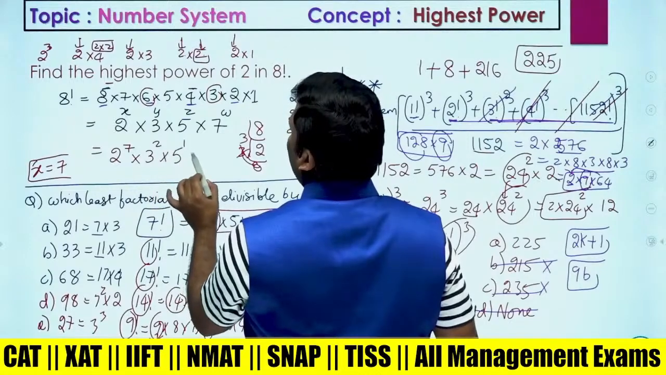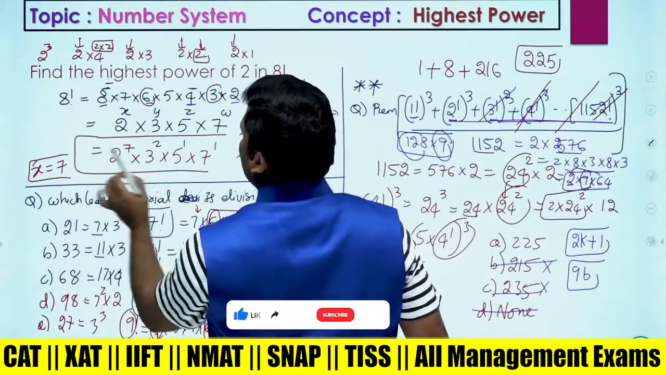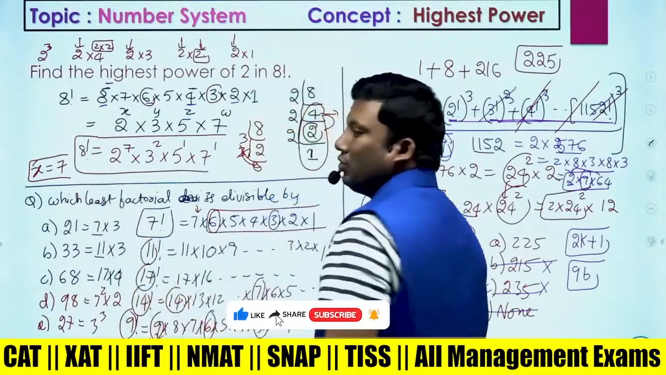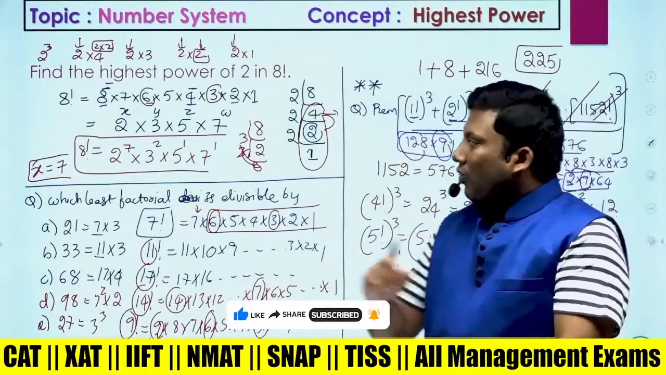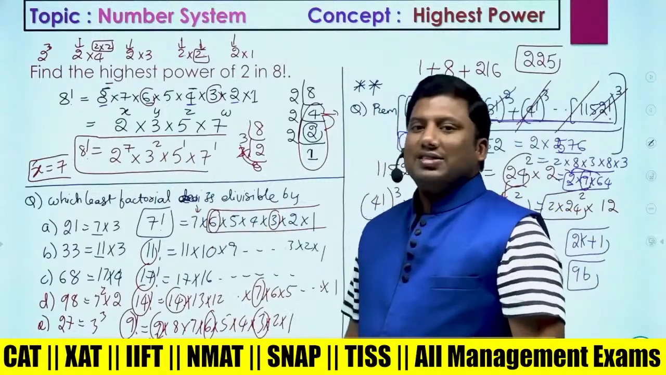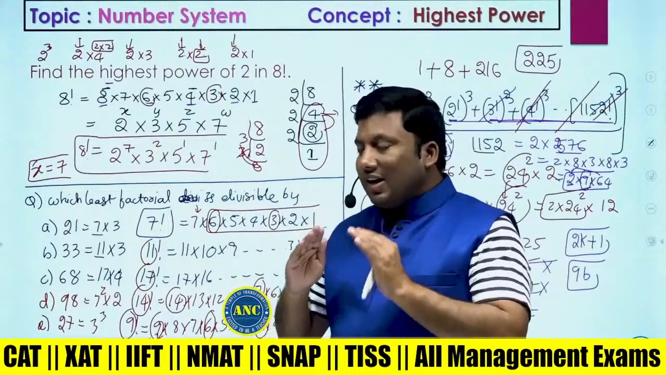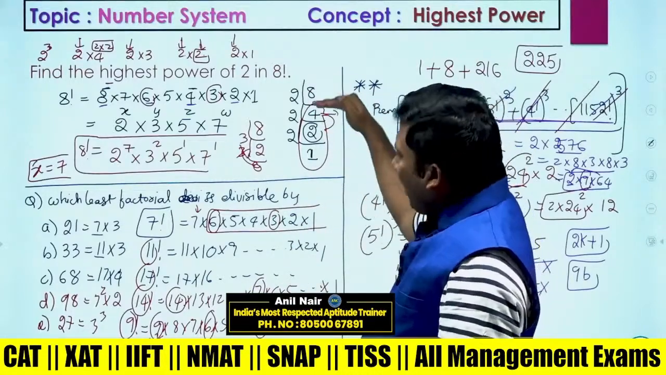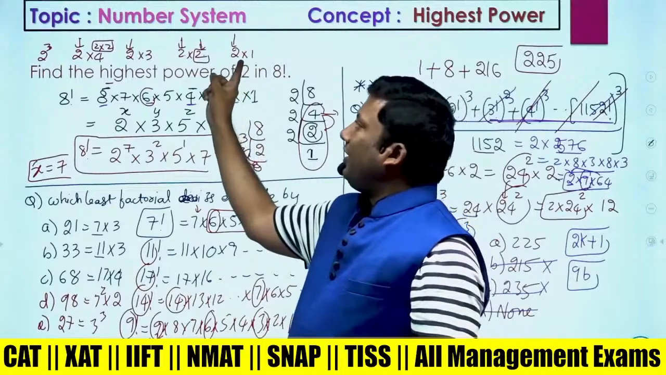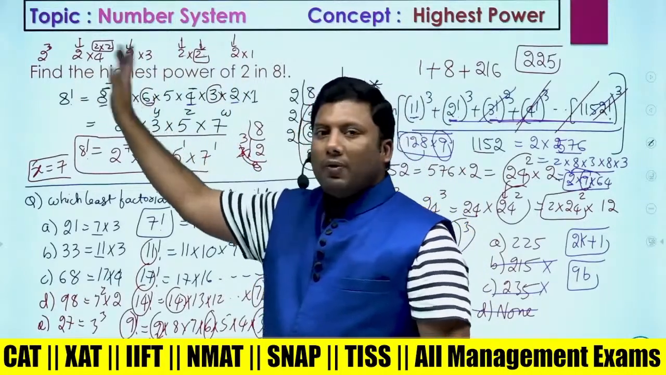Similarly, it is 5 power 1, 7 power 1. So 8 factorial can be written as 2 power 7 into 3 square into 5 power 1 into 7 power 1. What is the highest power of 2? Answer is 7. I hope this idea is clear. Why are we doing it successively and adding? I am adding it. Why? Because it is multiplied: 2 power 1, 2 power 1, 2 power 1, 2 power 1.